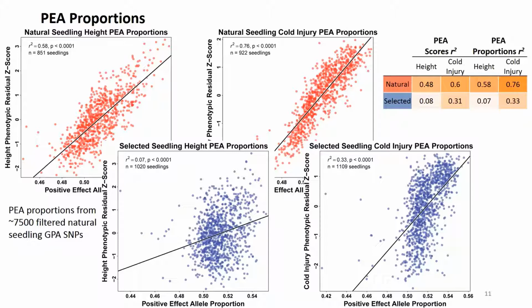So thus far, both PEA scores and PEA proportions can explain substantial amounts of variation in phenotypes, and PEA proportions explain more variation in all cases, and in cold injury that variation is quite substantially larger. This is likely due to error in the effect size estimates and the fact that PEA proportions are summarized over a large number of loci.